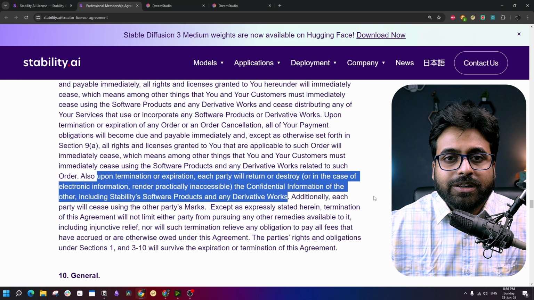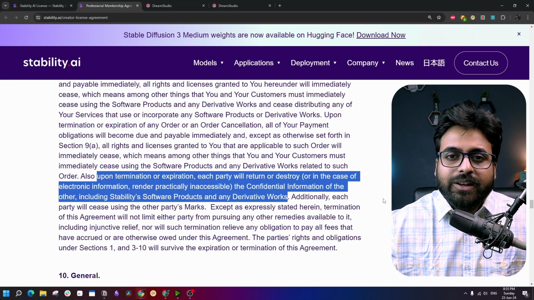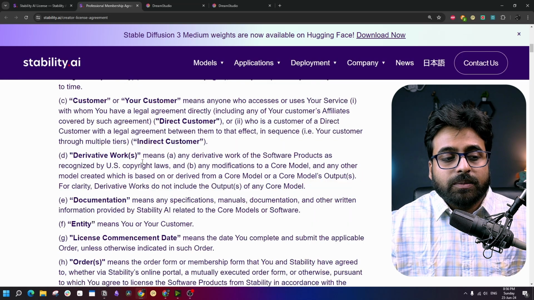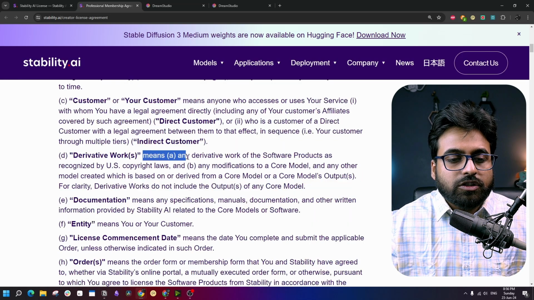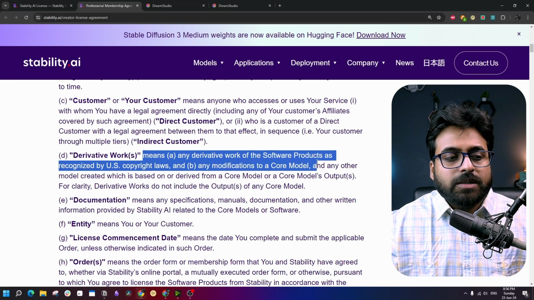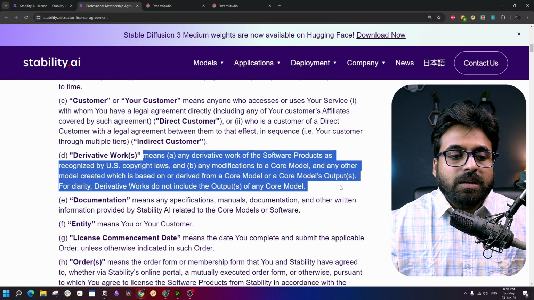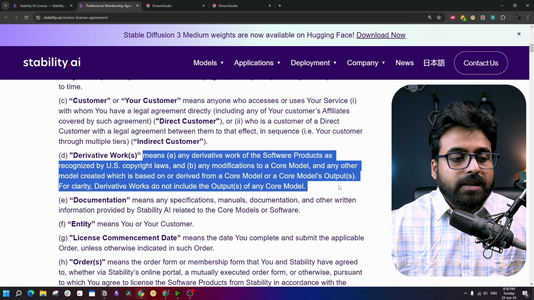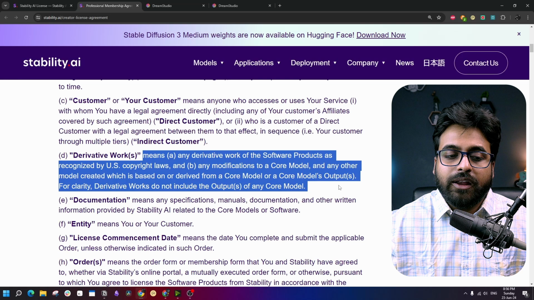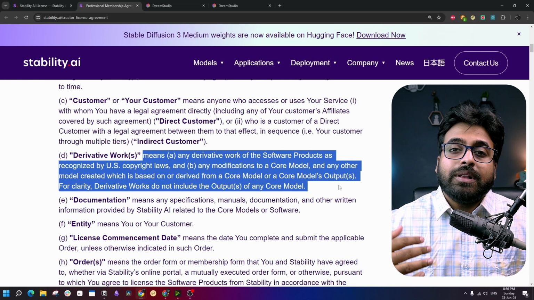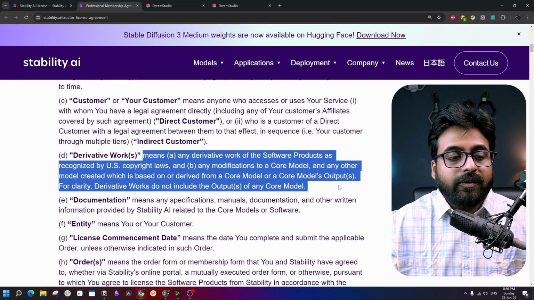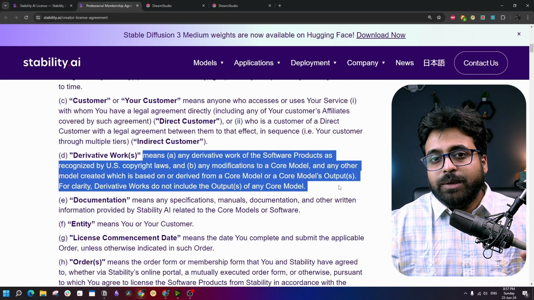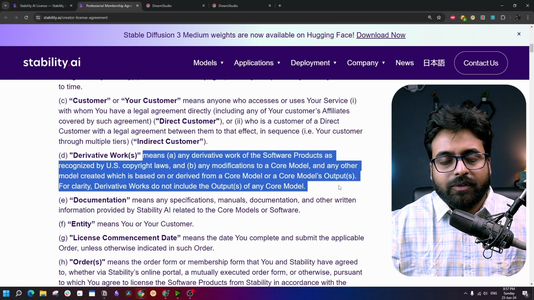Give yourself a moment to think about this. And about derivative works, they have a clear definition of what derivative works are. Derivative works means any derivative work of the software products as recognized by US copyright law, and any modifications to a core model and any other model created which is based on or derived from a core model or a core model's outputs. For clarity, derivative works do not include the outputs of any core model. So the images generated by you are safe for the time being.